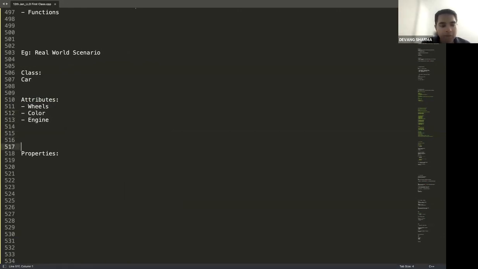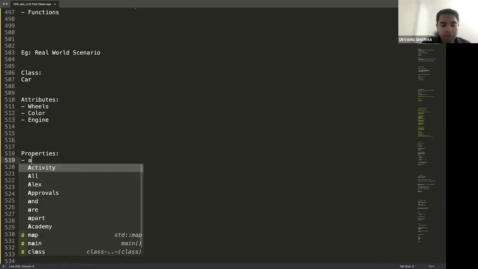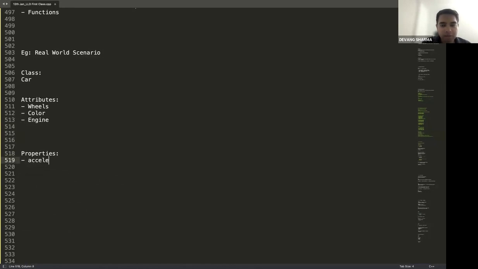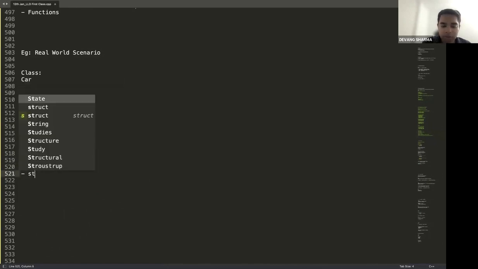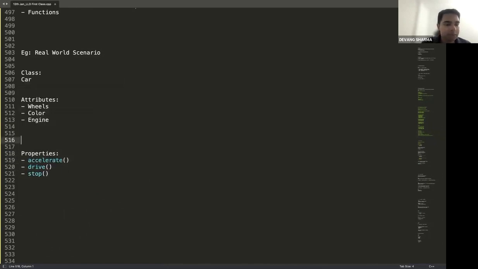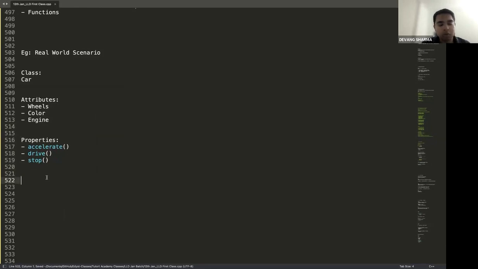What about the behavior or the properties? Properties means what happens if I accelerate? What happens if I drive? What happens if I stop? All of these are properties. This is a real-world example to understand a class, or to understand data members versus member functions.